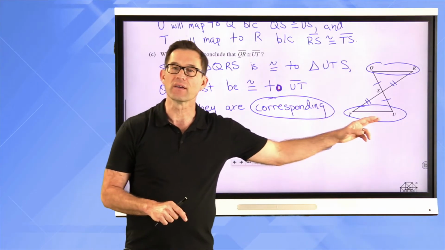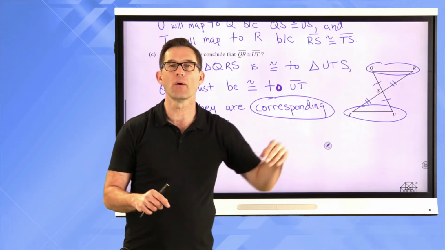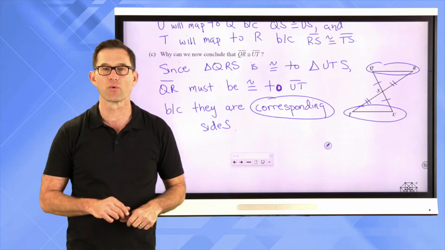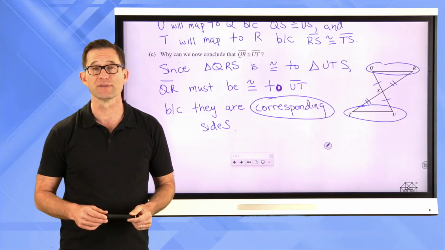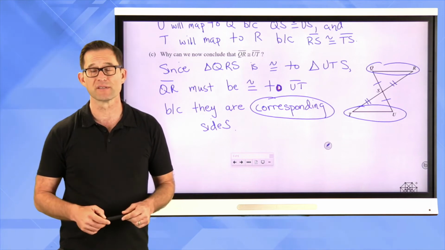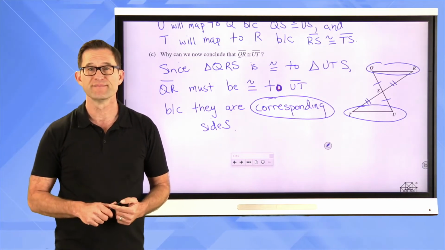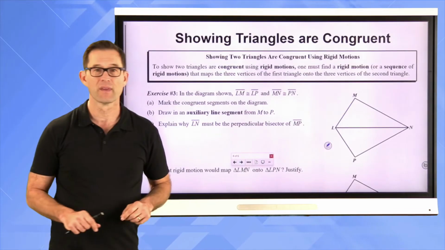So in other words, UT and QR show up in the same place on the two congruent triangles, and because they show up in the same place on the two congruent triangles, they themselves must be the same length. They must be congruent. All right, let's keep going.